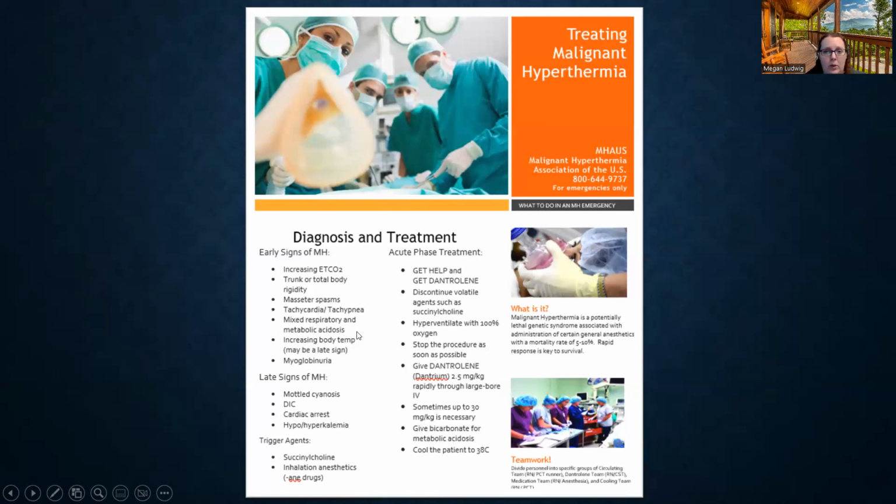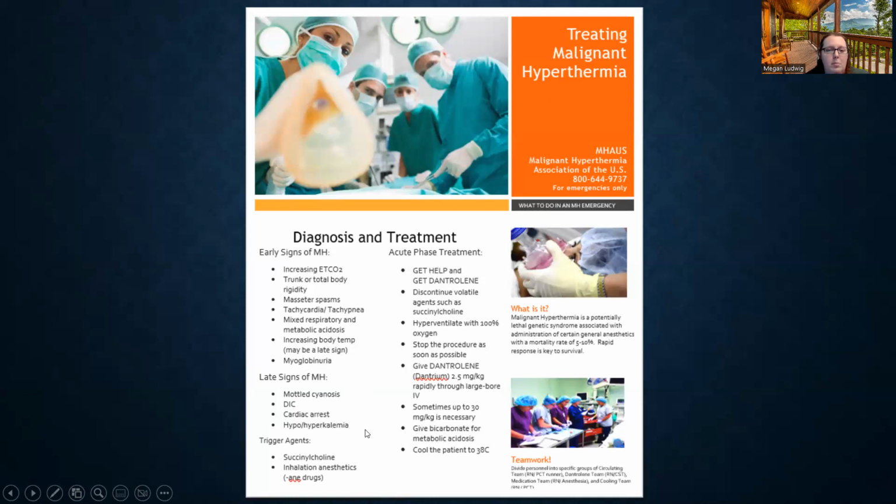Respiratory and metabolic acidosis. So again, if you have that buildup of carbon dioxide, it causes the blood to become acidic, which can lead to a lot of other issues. Now, what's crazy about this particular thing is why it's called hyperthermia, is the body temperature can increase to upwards of 105, 106, maybe even 107 degrees, which is crazy, okay? That's super high. But it's not always an early sign. It might be a late sign or a mid sign, okay?